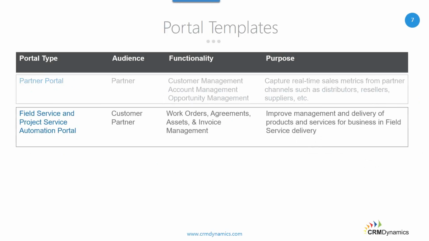Well, how about if you are in the business of construction, mining, machinery and parts, services, or even telecommunications, wherein you need real-time tracking of your service schedules, your work order status, assets, the availability of your agents or technicians, or any of your resources? Then the field service and project service automation portal works best for you. Through the work orders, agreements, assets, and invoice management facilities, you can empower your business by improving management and delivery of your products and services.